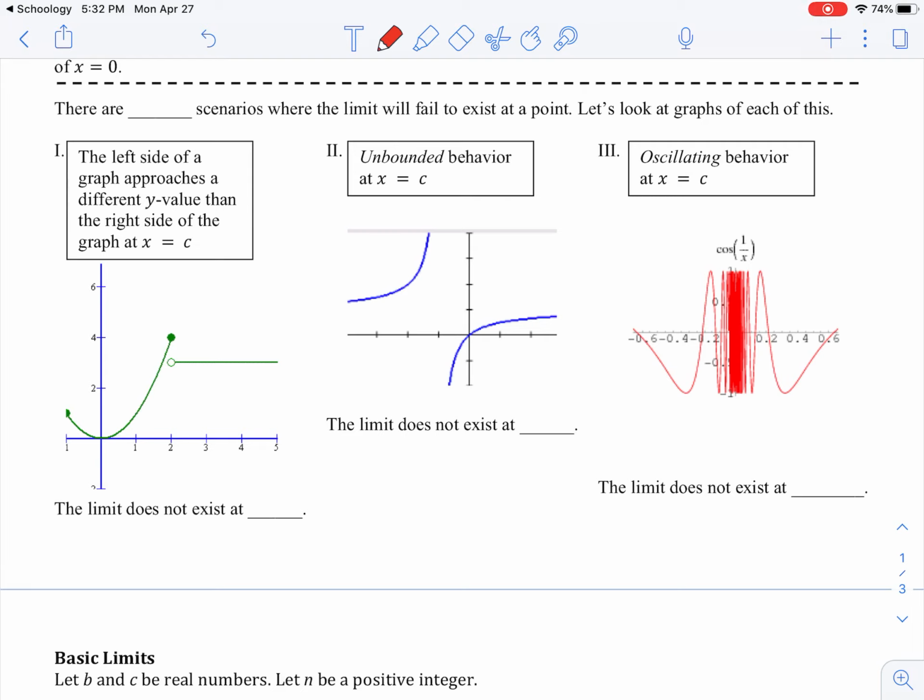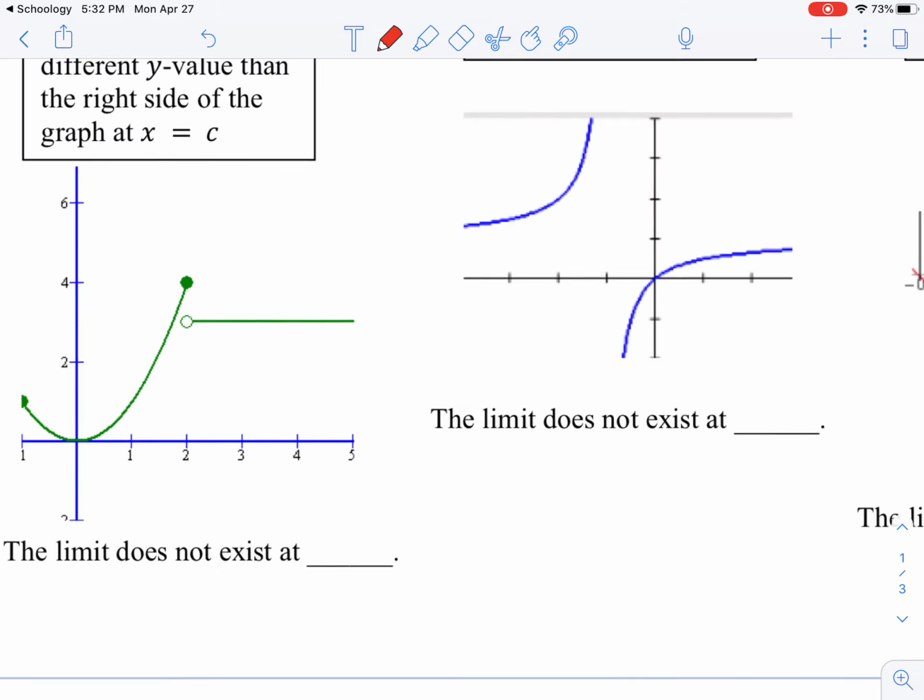This lesson right here that I'm about to show you, we actually taught it to you after we tested you, we assessed you on limits. So it is now going to be in this chapter, okay? So there are 3 scenarios where a limit will fail to exist. So there's 3 situations in which a limit does not exist. 2 of them you've seen before, okay?